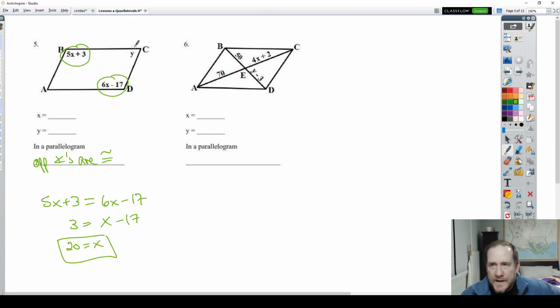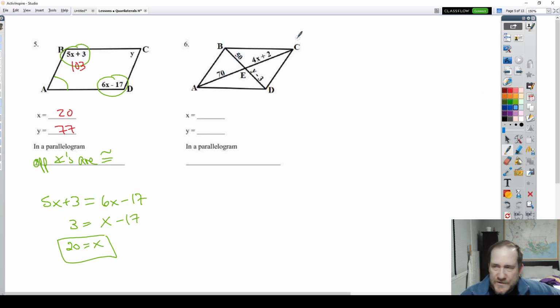Now they want y, but you can't find y by just finding the one that's opposite from it. So a little bit of a twist here is you'll use your x to figure out one of these angles, probably this one. 5 times 20 is 100, plus 3 is 103. And then y has to be supplementary with the 103. So if you do 180 minus 103, you're left with 77. So you know that y is 77, you know that x is 20. That's number 5.